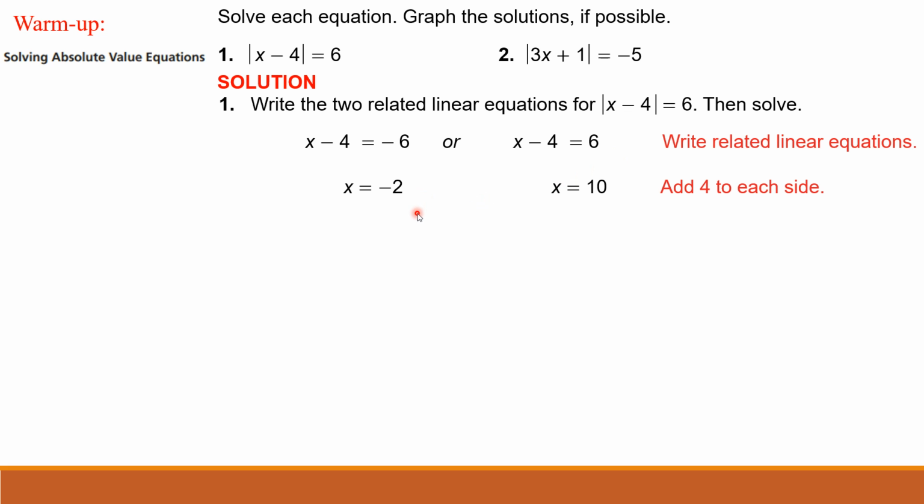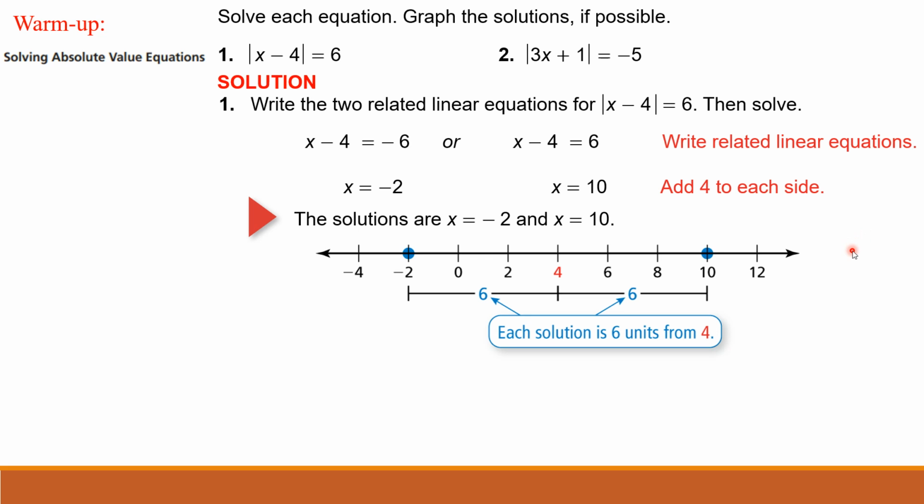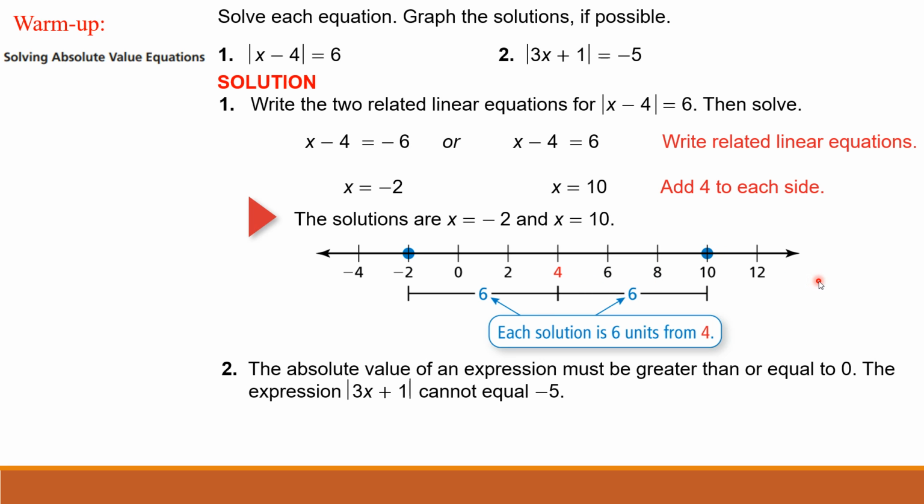And then we solve each equation by adding 4 to each side. Negative 4 plus 4 is 0. Negative 6 plus 4 is negative 2. And then the other linear equation, we're going to add 4, and we get x equals 10. So our solutions are x equals negative 2 and x equals 10. So those are the 2 values that are 6 units away from 4 on the number line. And we can see the number line. Here's our center point of 4. And we go 6 units to the left, which gives us negative 2, and 6 units to the right, which gives us positive 10. Notice this is a scale of 2 on the number line.